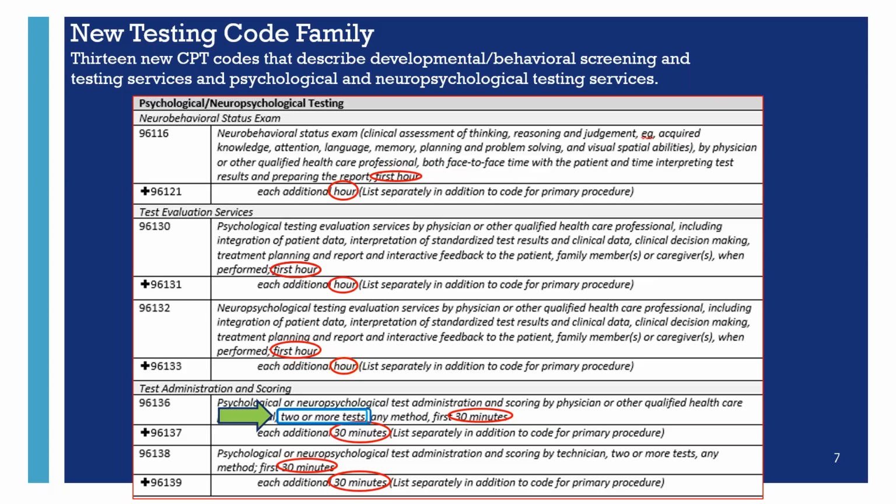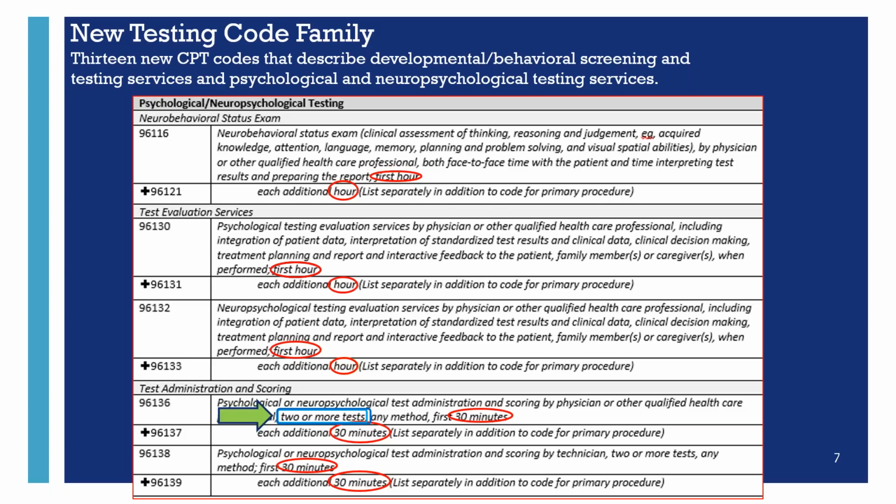Here's a substantial change, which will take a lot of getting used to for everybody, and that is your test administration and scoring codes. Note that these are now half-hour codes, 30-minute codes, and you would use these codes if you are administering 2 or more tests. Note any method. So there's no longer this division between computerized test and handheld test versus paper and pencil tests. It's any method of data gathering for the first 30 minutes. As long as you're giving 2 or more tests, you would use the base code, which would be 96136 if you as the psychologist are doing your own testing. For each additional 30 minutes of test administration and scoring by psychologist, you will be using the add-on code 96137.